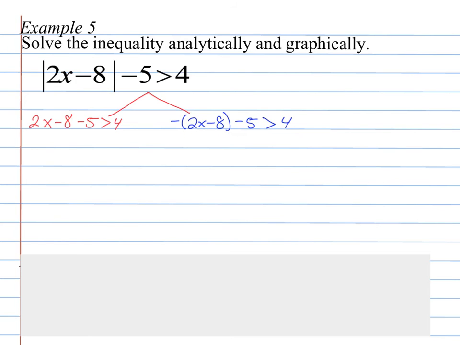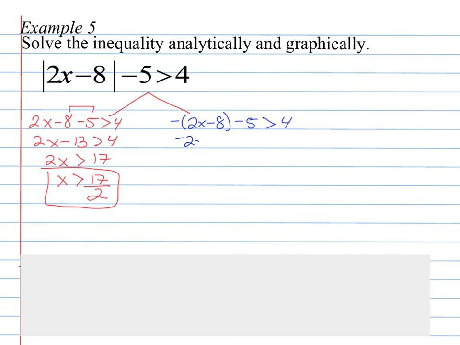Okay, so I'm going to solve my first inequality. I'm going to combine my like terms. I get 2x minus 13 is greater than 4. Add the 13 to the other side. I'm going to get 2x is greater than 17. Divide both sides by 2, and I get x is greater than 17/2. That is an answer.